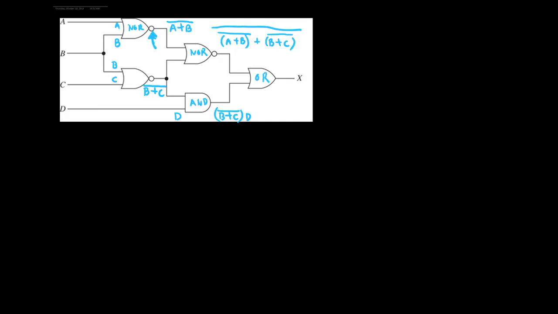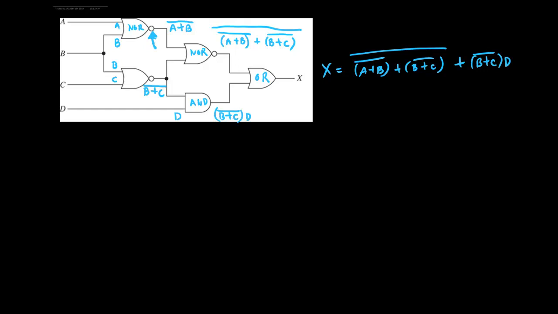So my final answer is going to be x equals A or B with a bar on top, or B or C with a bar on top, and then a bar over all of that, or B or C with a bar on top ANDed with D. Okay, and that's the equation that I'm starting with that I want to simplify.